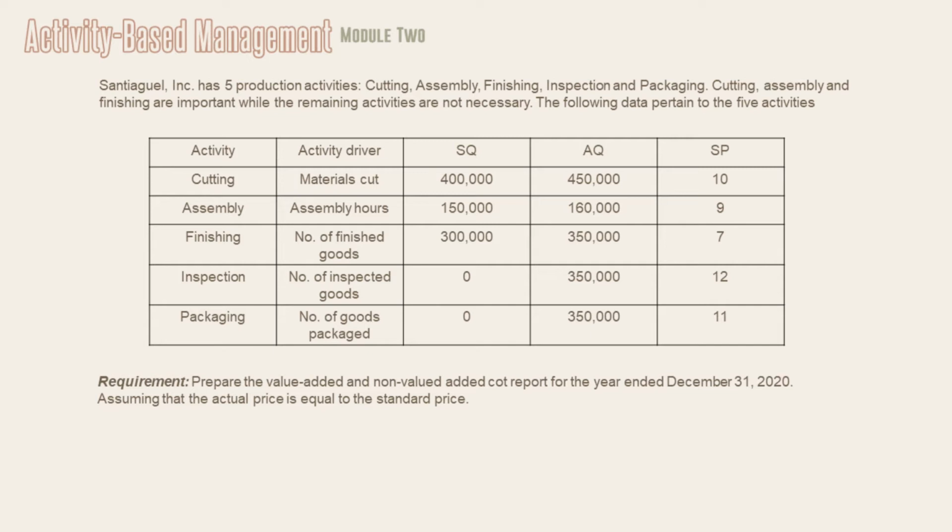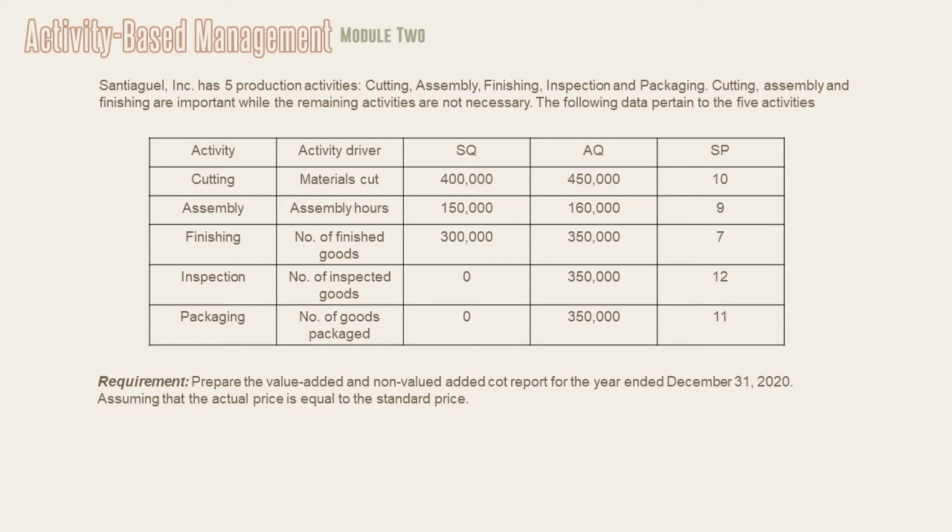For assembly, the activity driver is assembly hours. SQ is 150,000. AQ is 160,000. SP is 9. For finishing activity, the activity driver is number of finished goods. SQ is 300,000. AQ is 350,000. SP is 7. For inspection activity, the activity driver is the number of inspected goods.